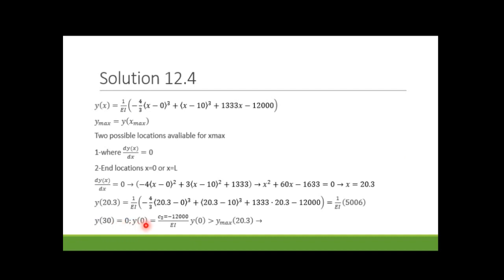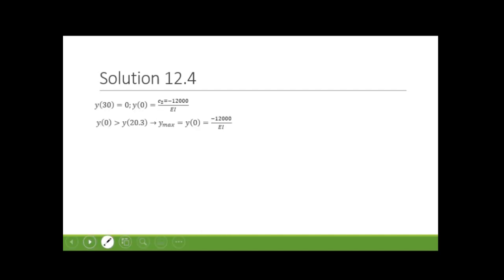When you put in 0, this term is equal to 0, this term is equal to 0, this term is equal to 0, then the y value is exactly equal to minus 12,000 divided by EI. If you compare the two terms, which one is greater? I think the second term is greater, therefore y max is equal to y0, which equals minus 12,000 divided by EI. Someone asks whether the minus value is lower than the positive value. I am talking about the absolute displacement, not about the minus and positive signs. We are always talking about the absolute displacement.